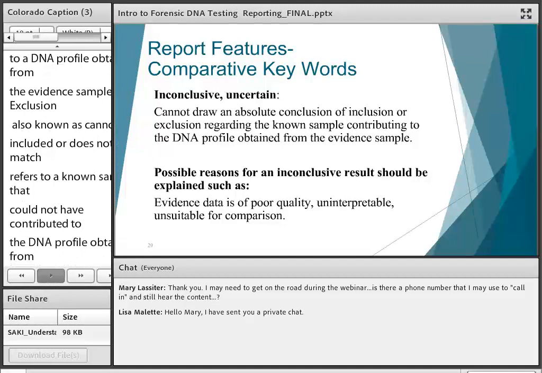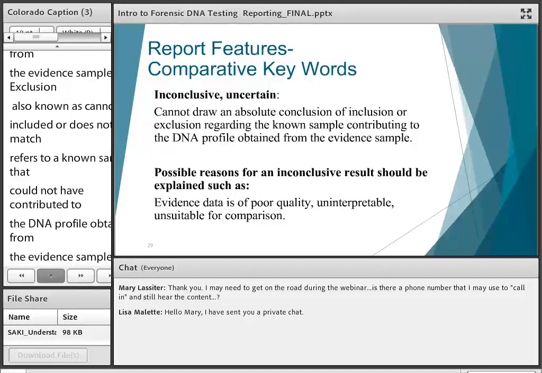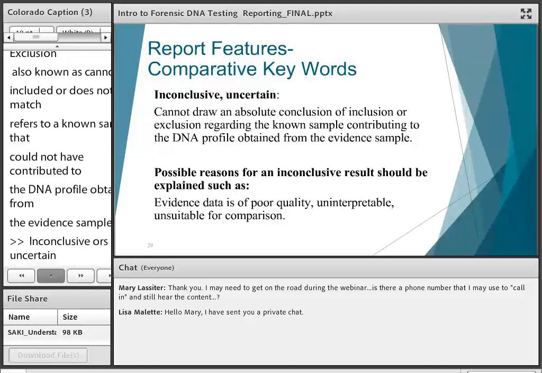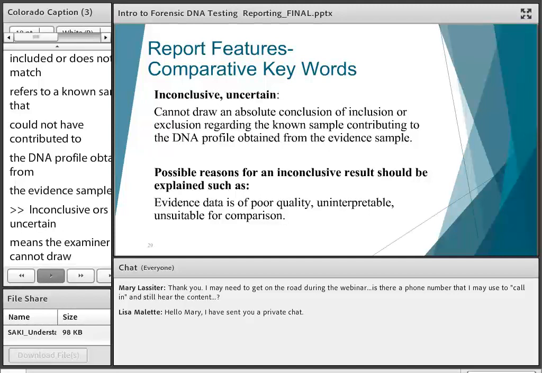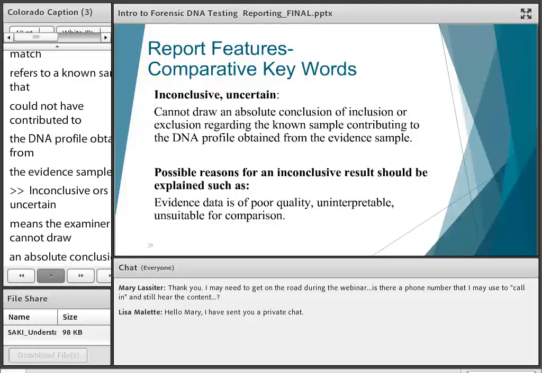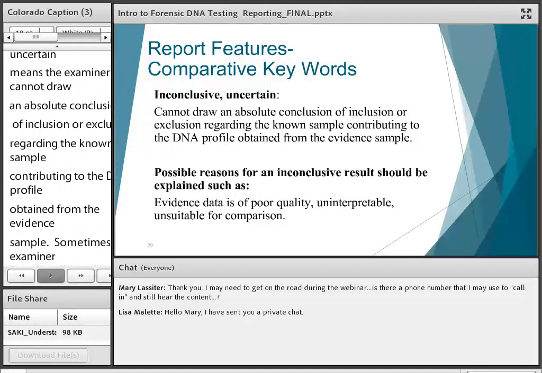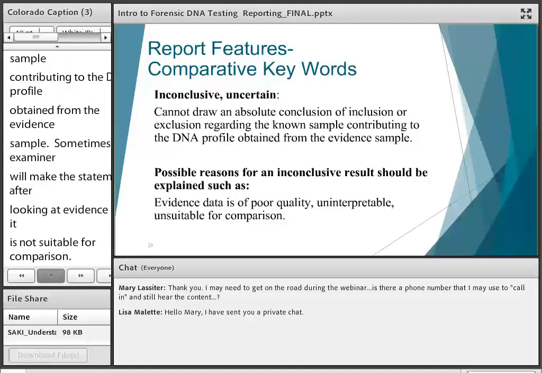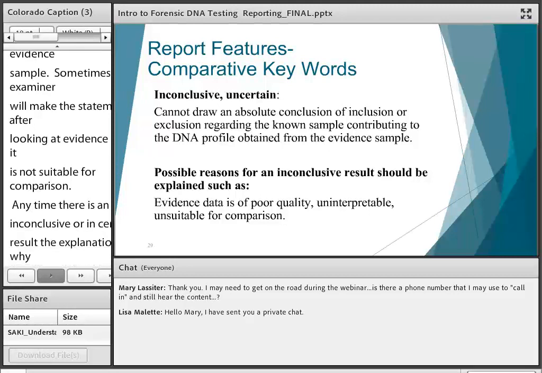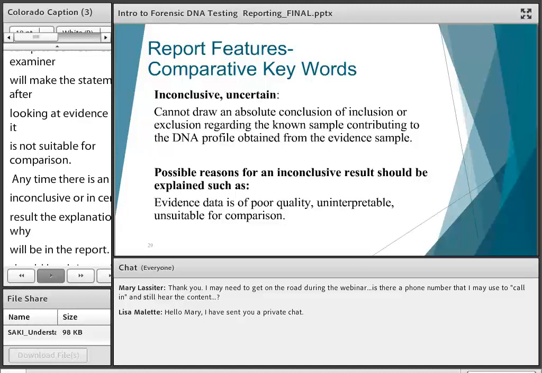Inconclusive or uncertain means that the examiner cannot draw an absolute conclusion of inclusion or exclusion regarding the known sample contributing to the DNA profile obtained from the evidence sample. Sometimes the examiner will even make this statement after looking at the evidence, just noting that it's not suitable for comparison. Anytime there is an inconclusive or uncertain result, the explanation of why will be in the report, or I should say should be. Possible reasons will be that the evidence data is of poor quality, that it's uninterpretable, or that it's unsuitable for comparison.